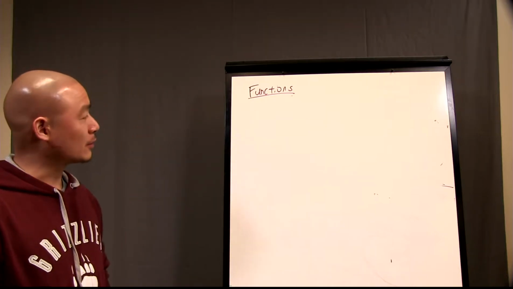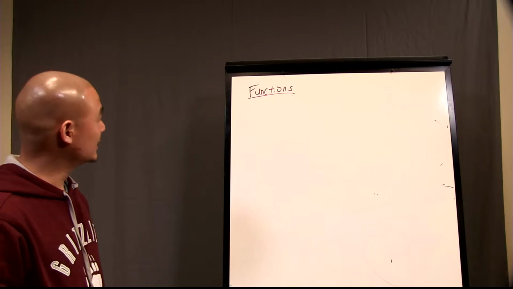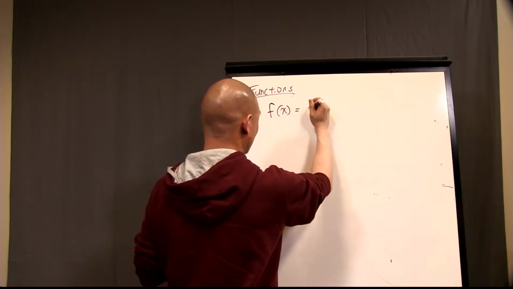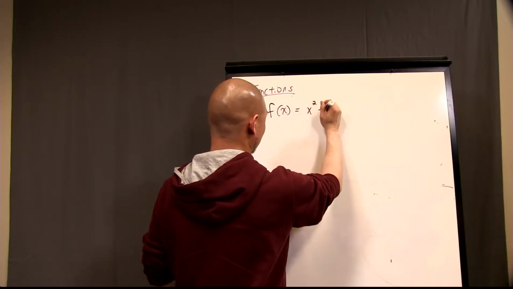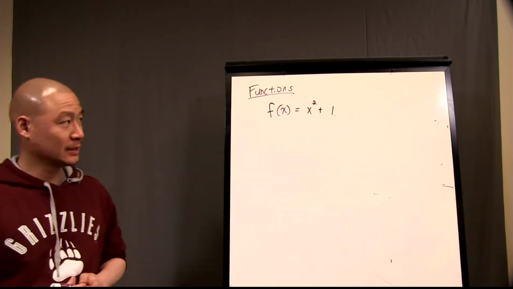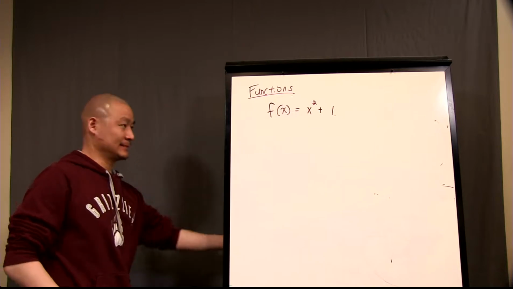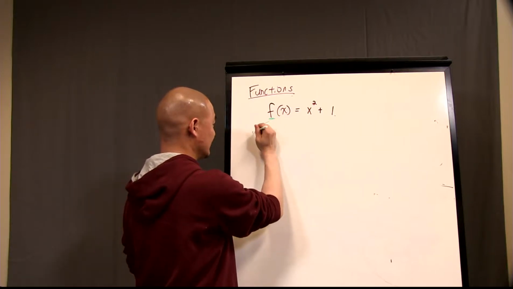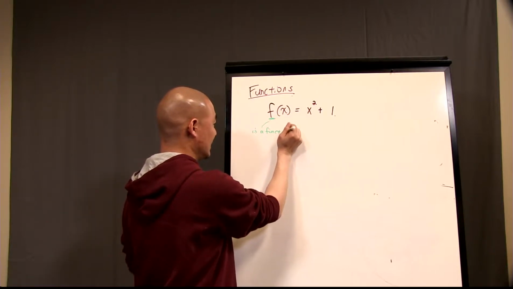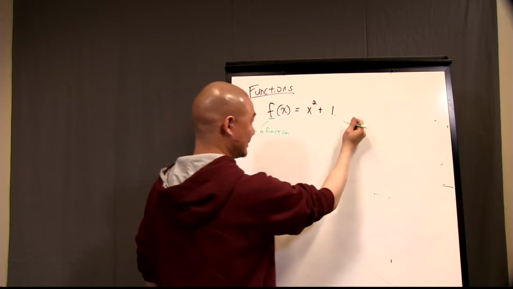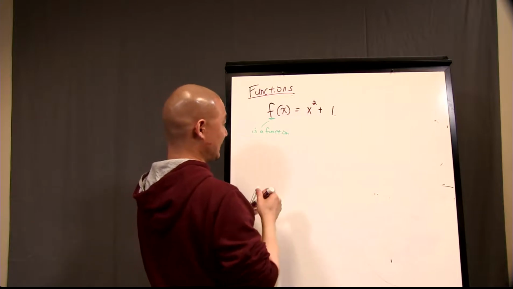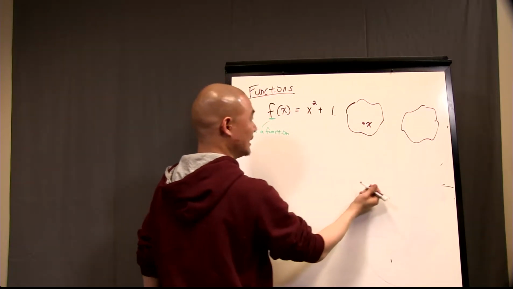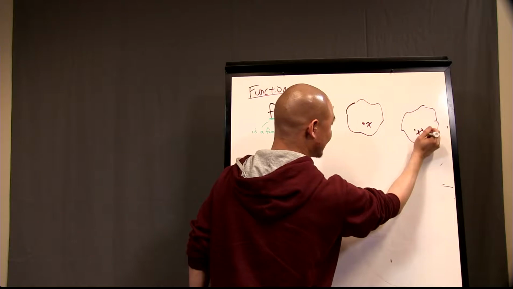So another thing we might want to think about is evaluating functions. Let's say you have a function of the form f of x is equal to x squared plus 1. What this notation is really saying is that f is a function, and its rule is that it takes x and sends it over to x squared plus 1.